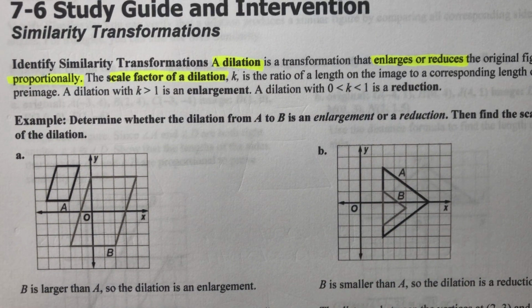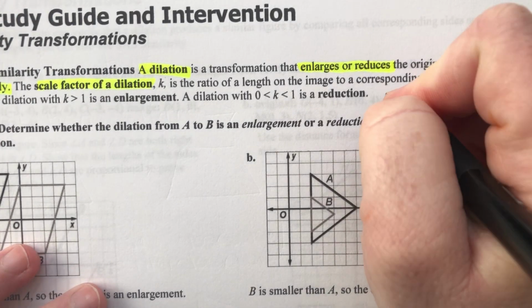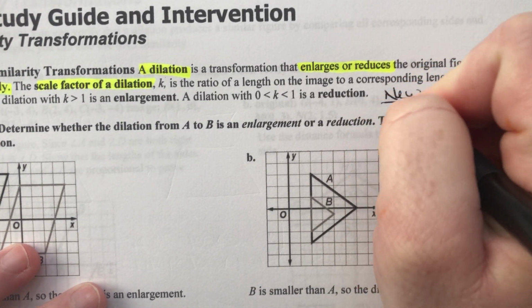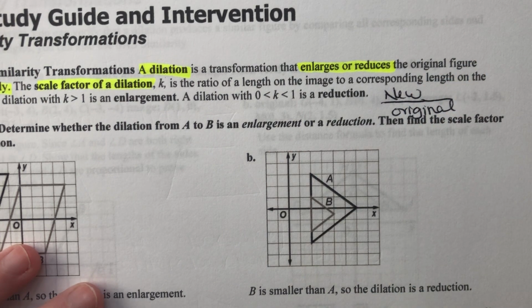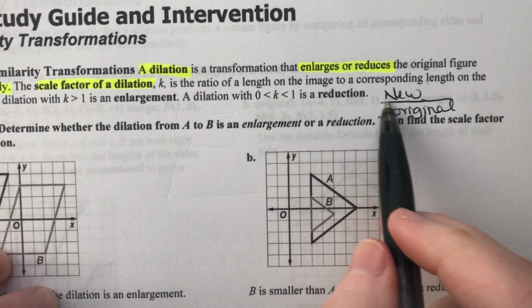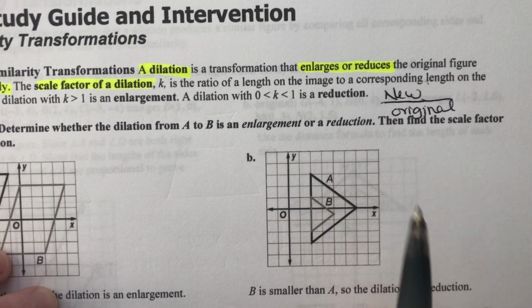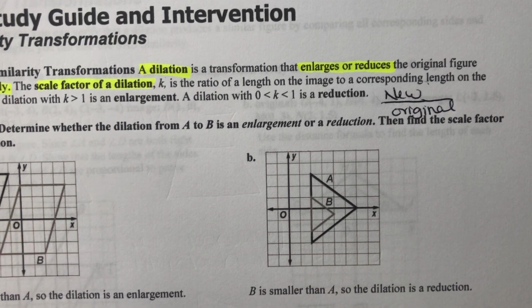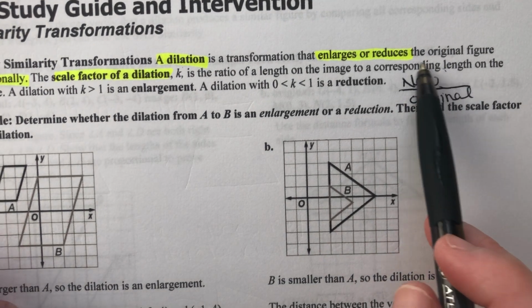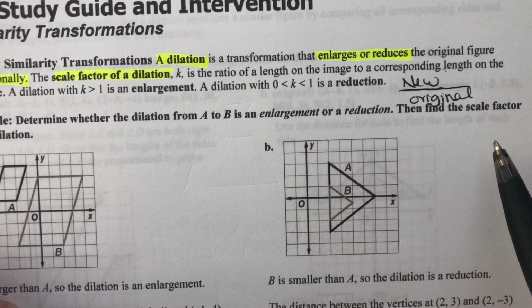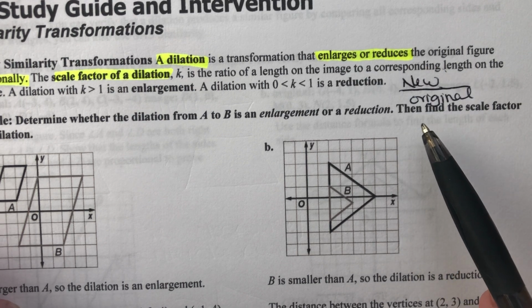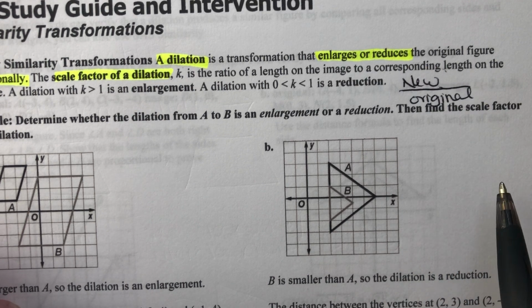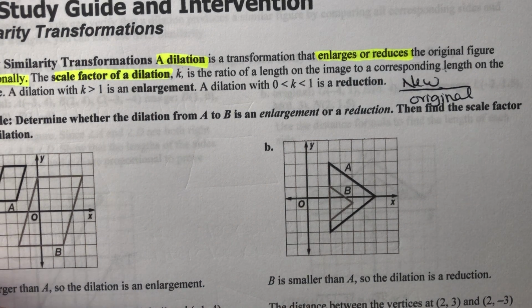So it always says new over original. When you think about writing your scale factor, it's always the size of the new shape over the size of the original shape, whatever part of it we're talking about. All right. And then if that ratio is less than 1, then we know it was a reduction. It went down. If that ratio is bigger than 1, we know it was an enlargement, right? If that's confusing, just pay attention. We're going to do some examples.